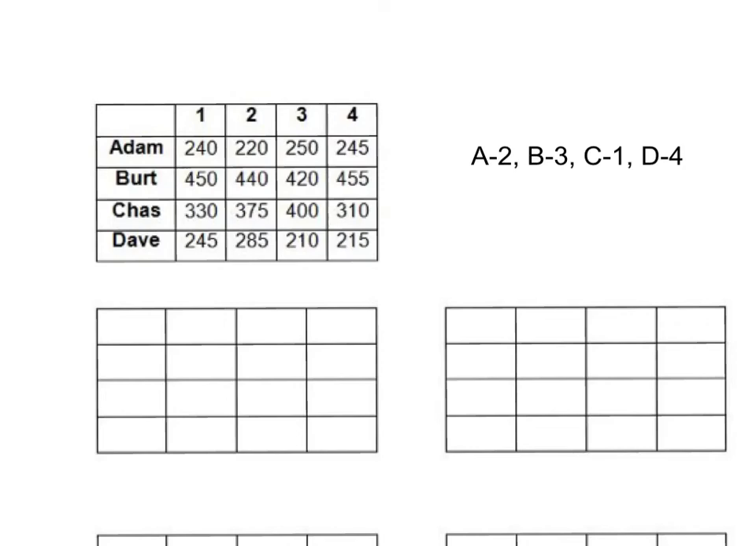The last part of the question asks you, what is the minimum combined mileage of all the sales representatives? So I'm going back to the original grid and then work out the final solution. From my matching, I know A is matched to 2, and B is matched to 3, C is to 1, and D is to 4. So I'm going to add all these numbers and get the final solution of 1,185 miles.